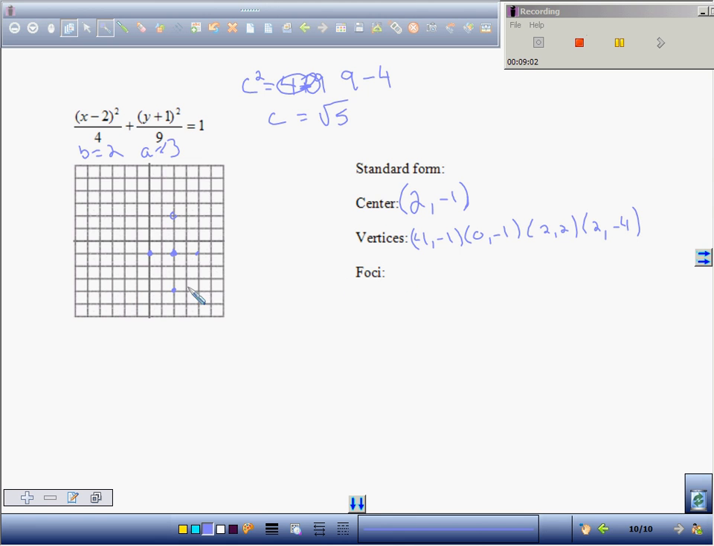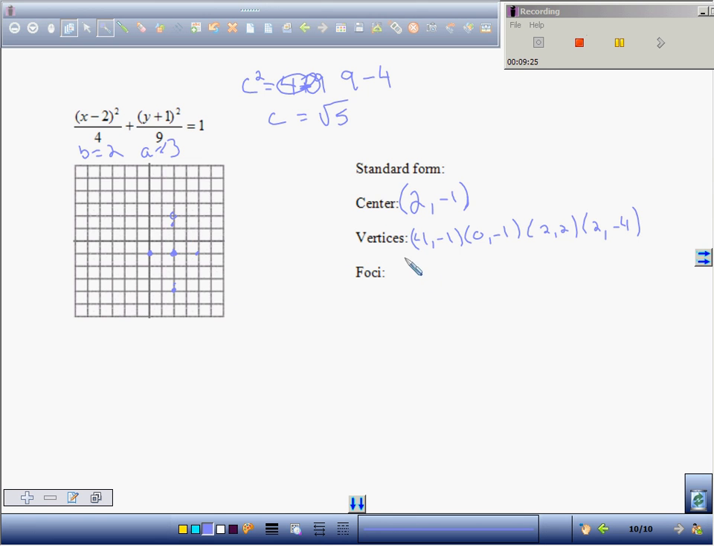And the foci, since it's root of 5, the foci are always along the major axis. So root of 5 is about 2 point something, so it's 2 point something away from here. So here's one focus, and here's the other focus.